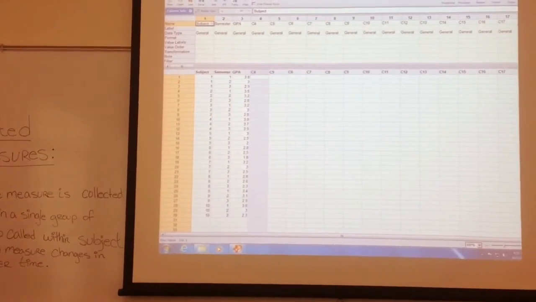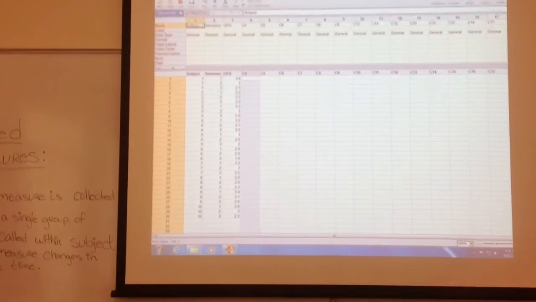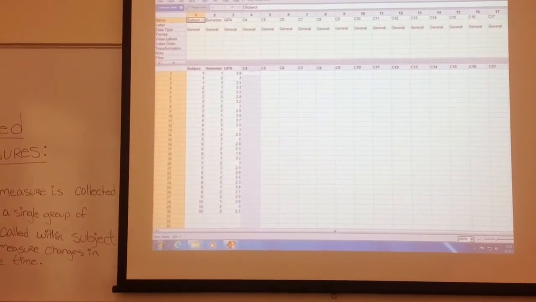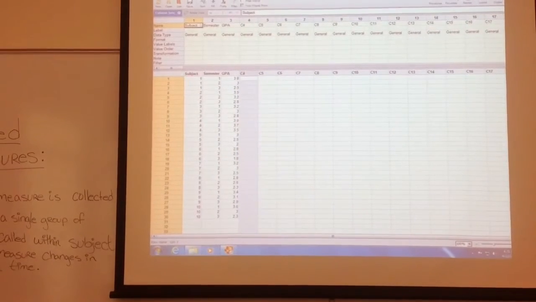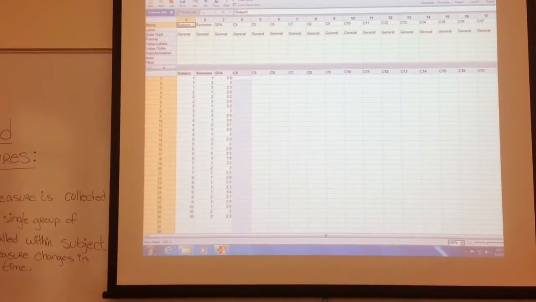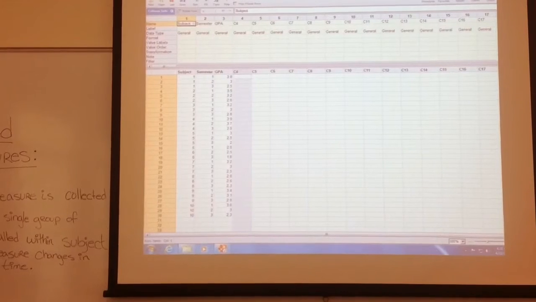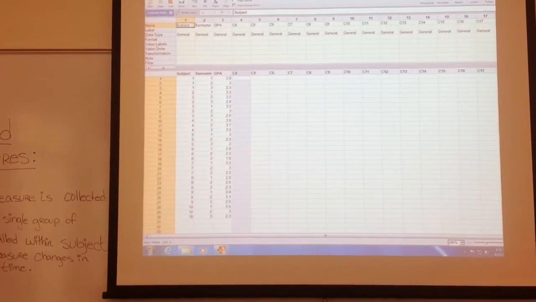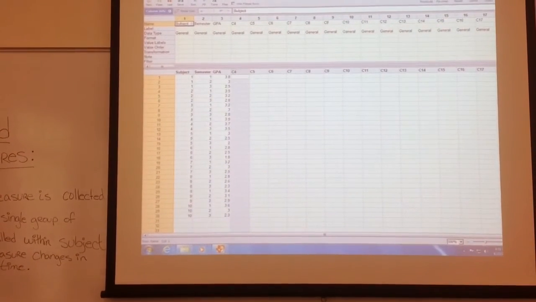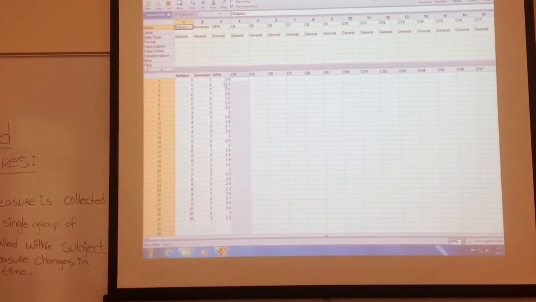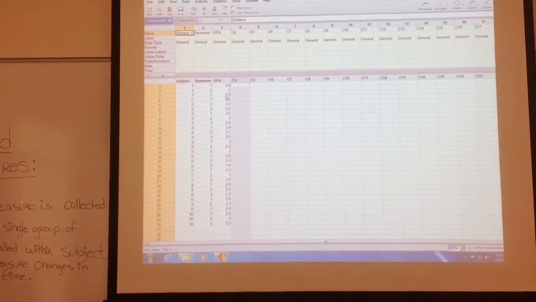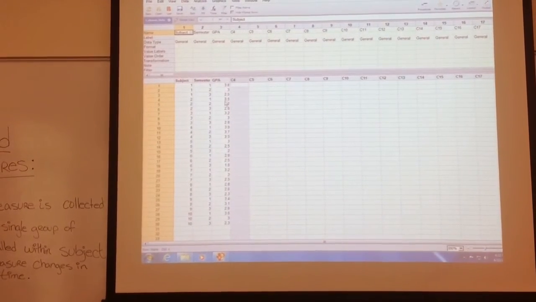So what we have on the projector is a test that we made up. And we have 10 subjects, each measured 3 times over three semesters. The dependent variable will be the GPA over those 3 semesters. And as you can see in this column, this is our GPA. As each semester goes on, it tends to kind of decrease with each subject.